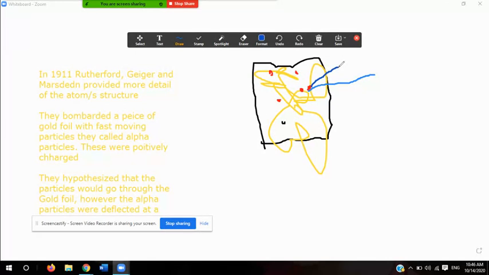Basically, they bombarded these particles, and they expected the alpha particles to pass through, which they did. However, they realized that at certain angles, the alpha particles were deflected, and he reasoned that the deflection of the alpha particles must have experienced some powerful force.